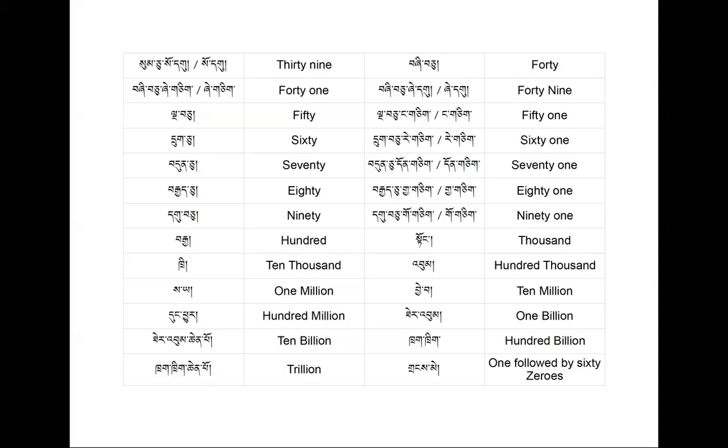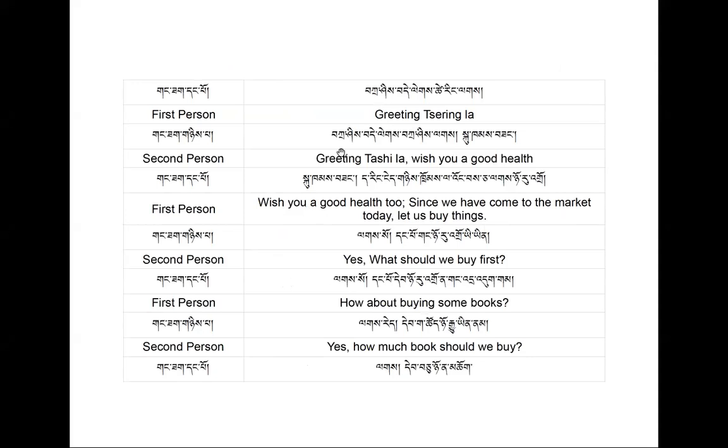Okay, so now let us see a small conversation between Tashi and Tsering, where these numbers are used. The first person, Tashi, says: Tashi dele, Tsering la. So it always begins with greetings. The second person, Tsering la, says: Tashi dele, Tashi la, Kukam sang. Greetings to you, Tashi la. Wishing you good health.